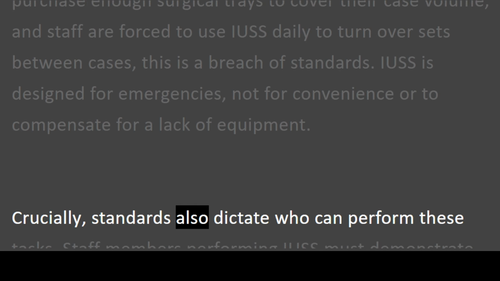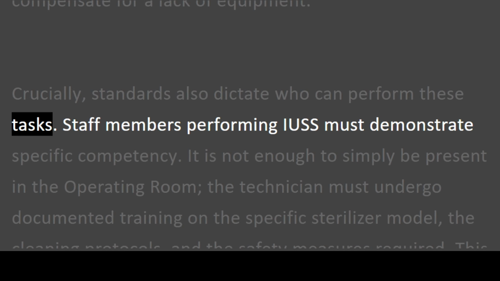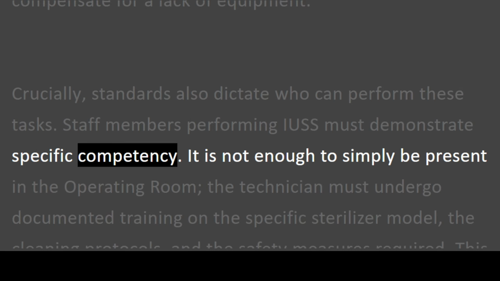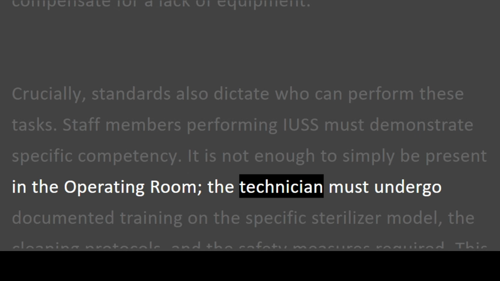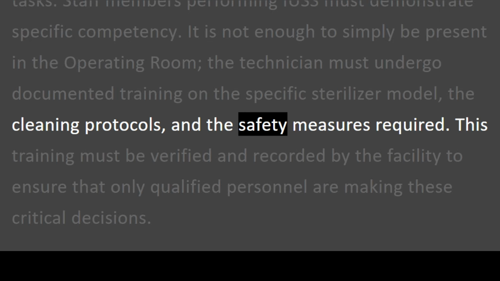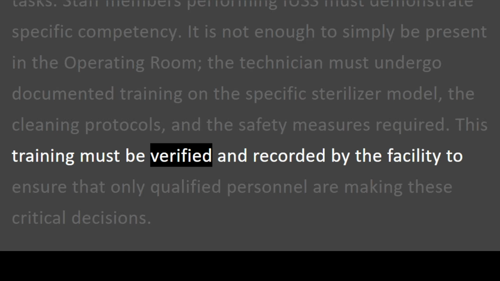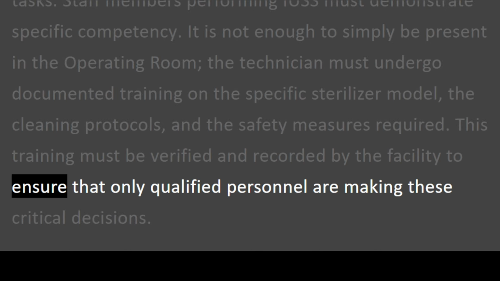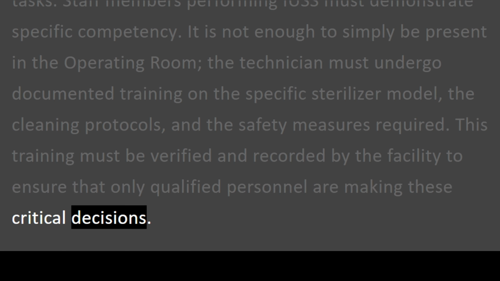Crucially, standards also dictate who can perform these tasks. Staff members performing IUSS must demonstrate specific competency. It is not enough to simply be present in the operating room. The technician must undergo documented training on the specific sterilizer model, the cleaning protocols, and the safety measures required. This training must be verified and recorded by the facility to ensure that only qualified personnel are making these critical decisions.